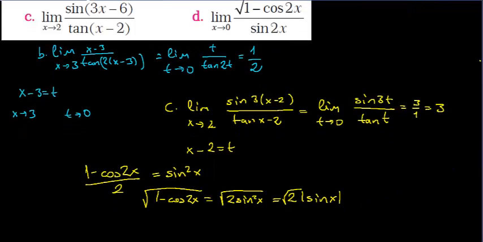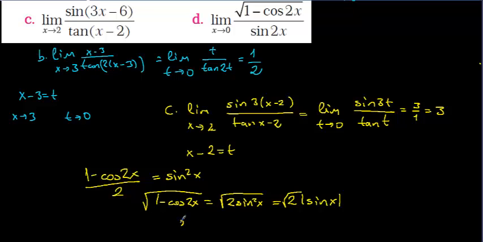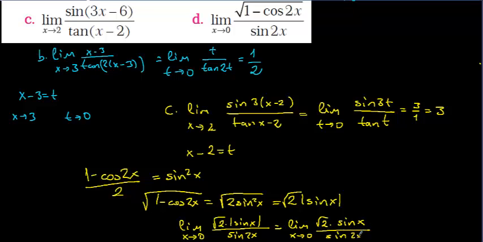So when you do this trigonometric substitution, the limit as x tends to 0, root 2 times, instead of the root of 1 minus cosine 2x, I'm going to write the absolute value of sine x over sine 2x. When you apply 0 here, sine is going to be non-negative, that's why not negative. So when it is not negative you can take it directly, and it's equal to the limit as x tends to 0 of root 2 times sine x over sine 2x.